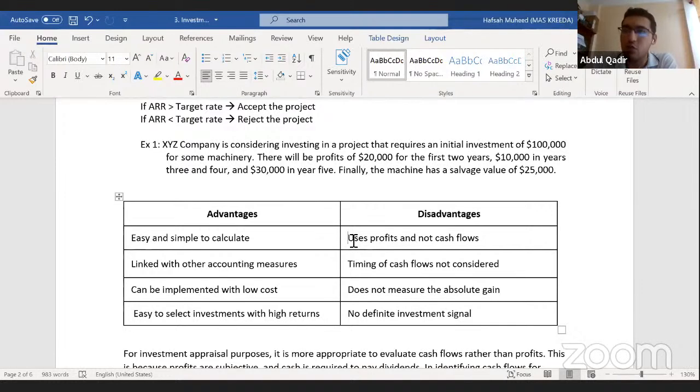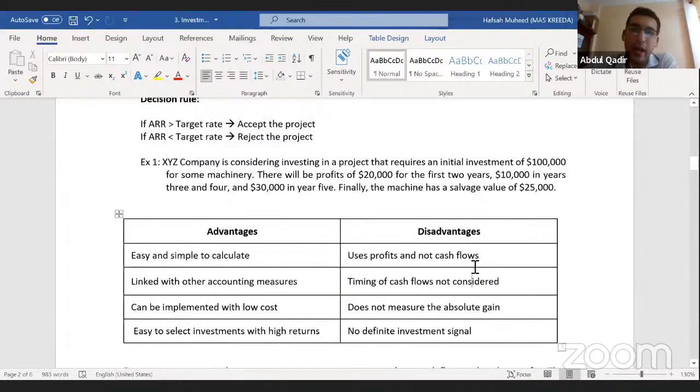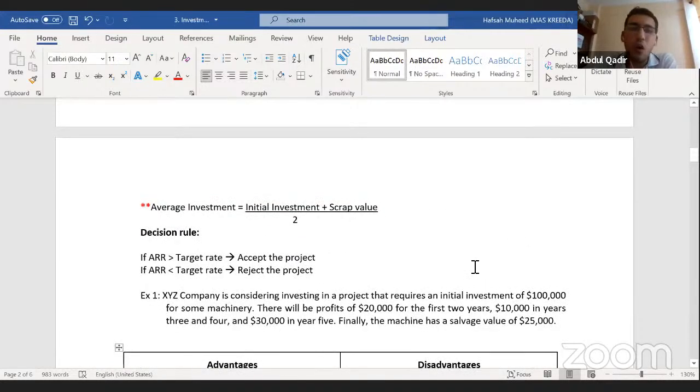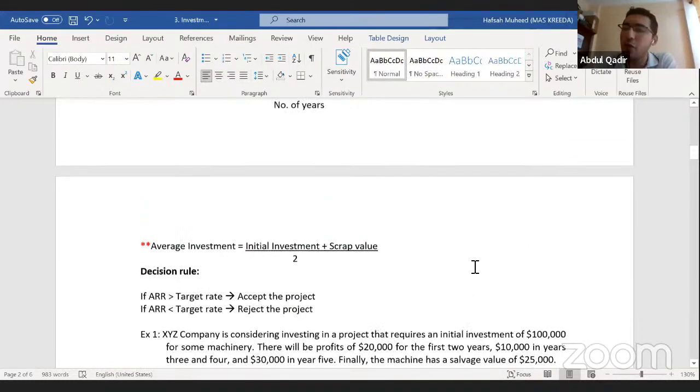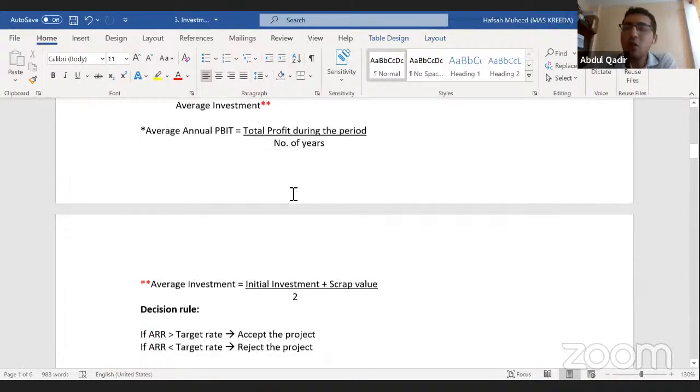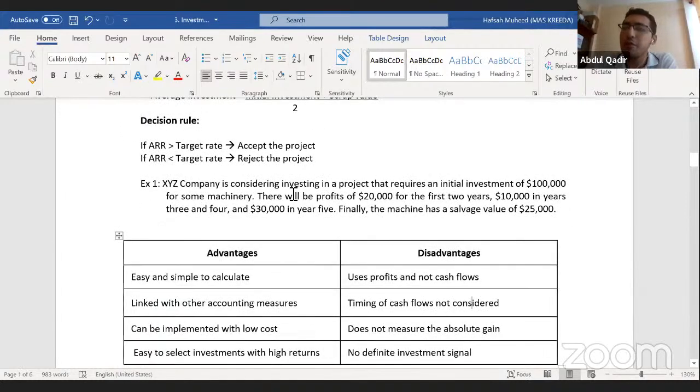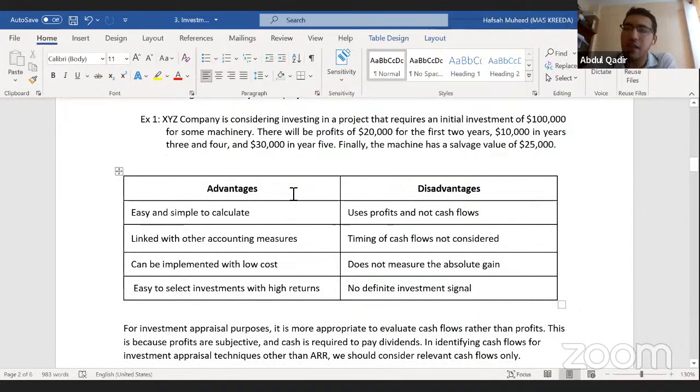So you'll get more bad debts. That is why cash flows are very important, more than profits, right? Secondly, ARR doesn't consider the timing of the cash flow. When you do ARR, we assume all the profits for the next 4 or 5 years, so we don't think that the profit you receive in year 5 is not the same as today.